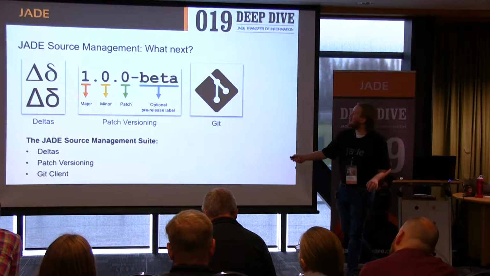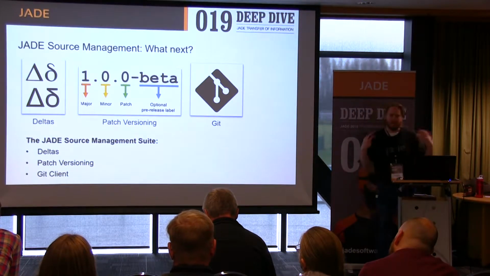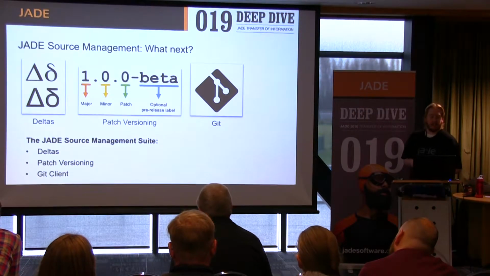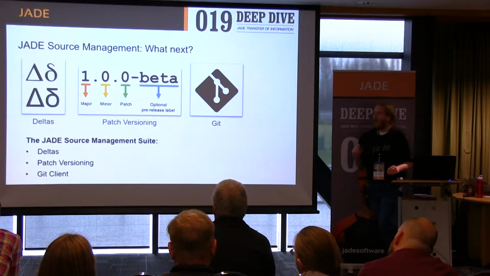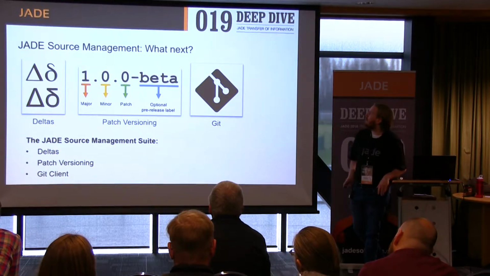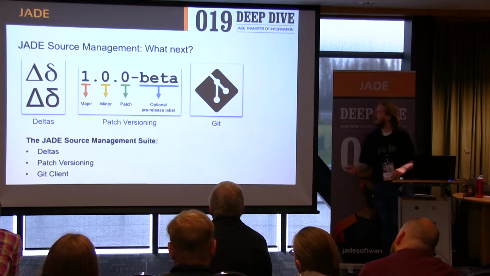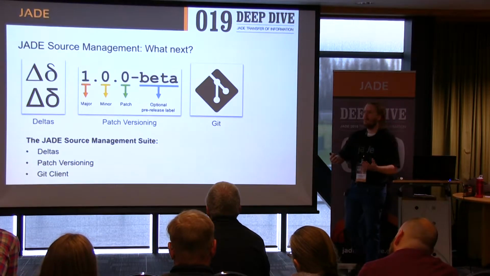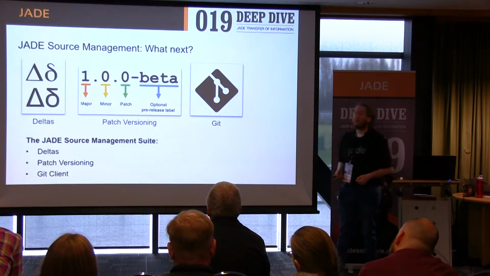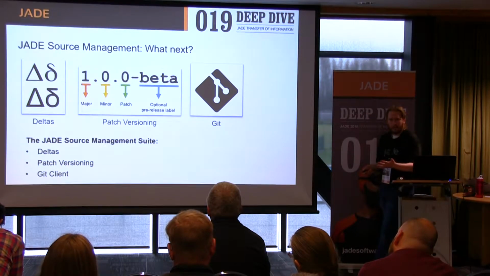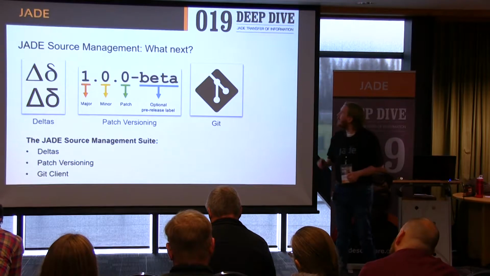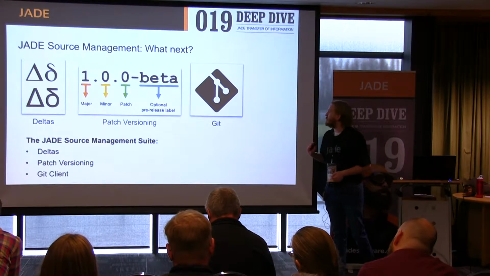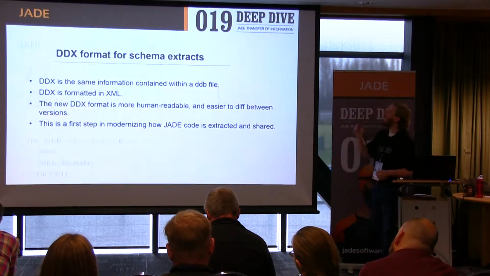The second thing, of course, is patch versioning. That's another part of our Jade Source Management suite. And now this is a third pillar of Jade Source Management, Git. This is the one we're starting to introduce into the product. Again, we've made a building block. We're getting started on the source management journey with the Git client, but it's not the end of the story. Again, workshops are awesome.